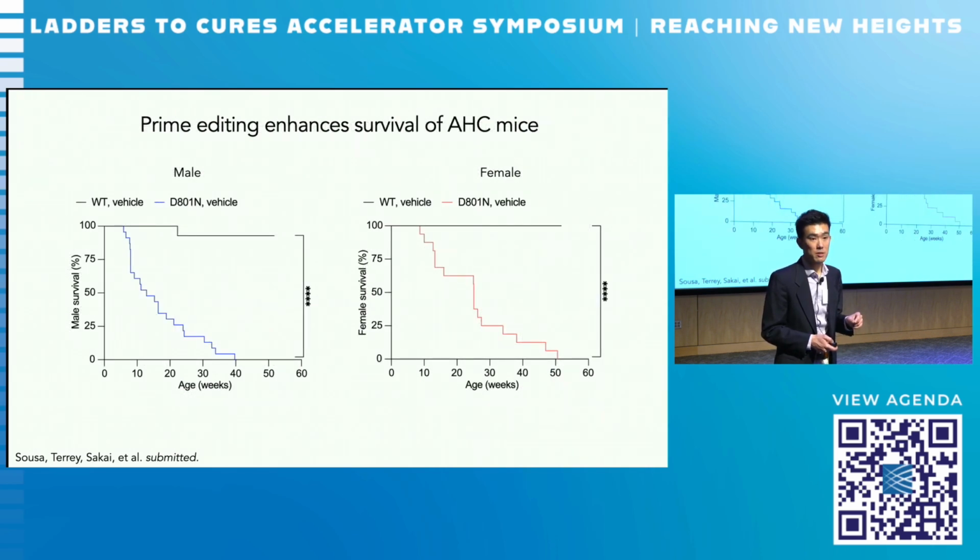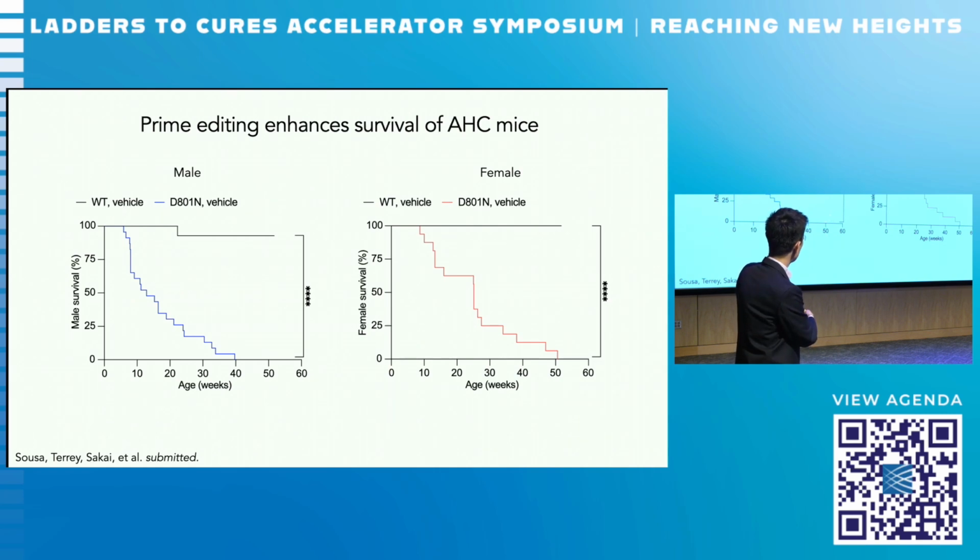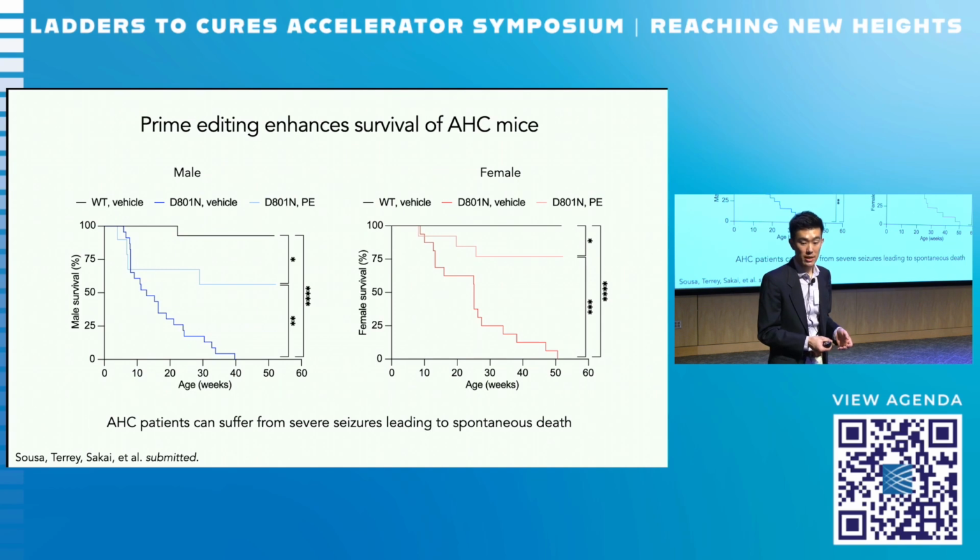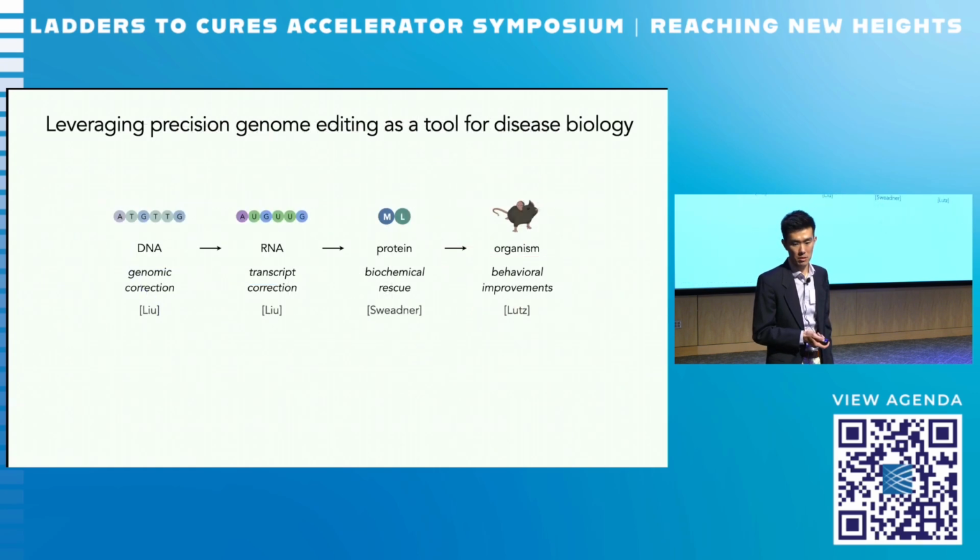Most notably, HC mice, like some patients, can display a survival deficit due to spontaneous episodes, and HC mice do not survive out to the study endpoint of 52 weeks. By contrast, in prime editor treated animals, we can significantly enhance survival and reduce instances of spontaneous death. So I hope I've been able to show you across the central dogma and also at the level of behavioral and survival readouts, we've been able to intervene in HC disease biology.